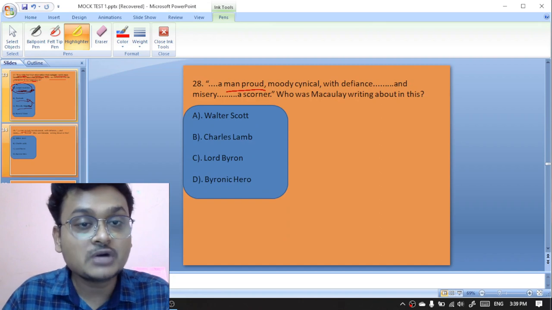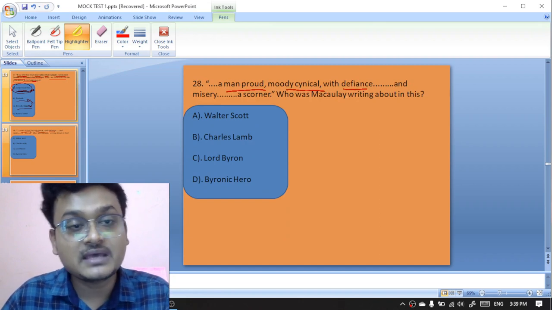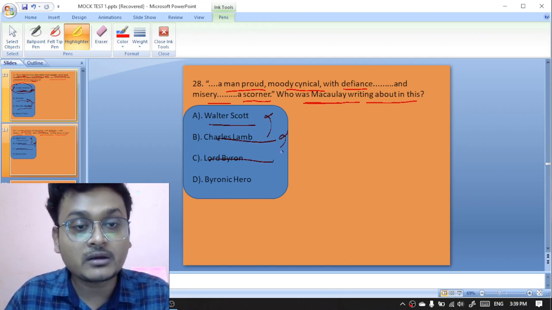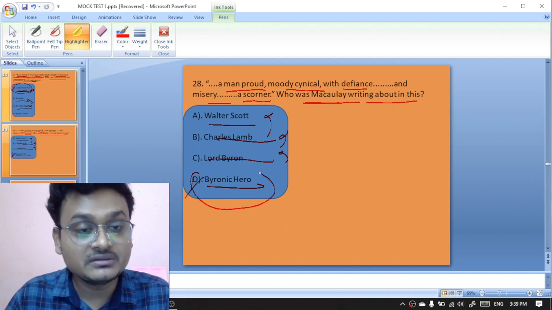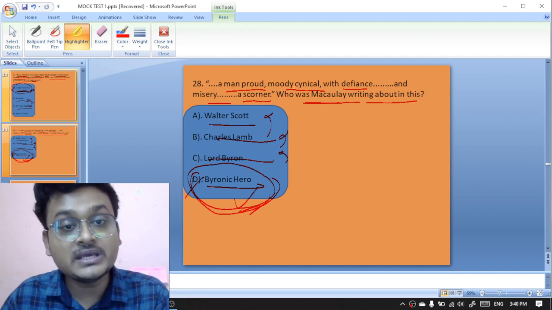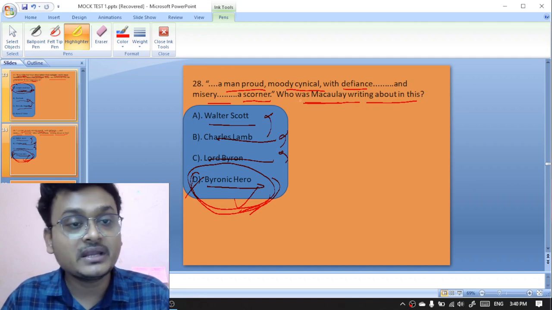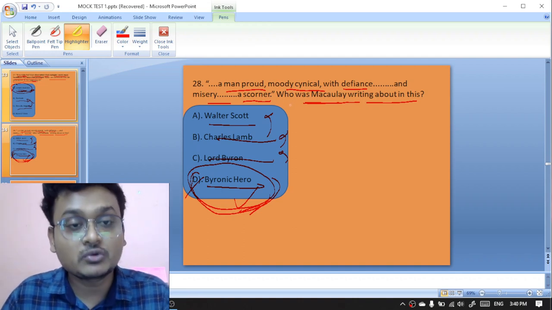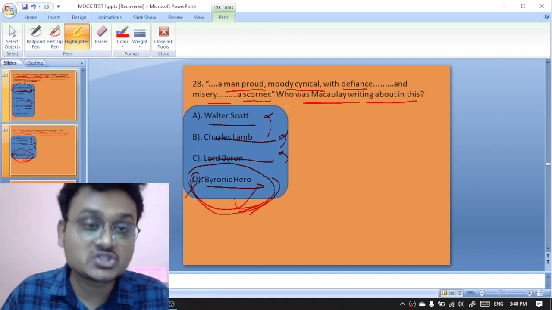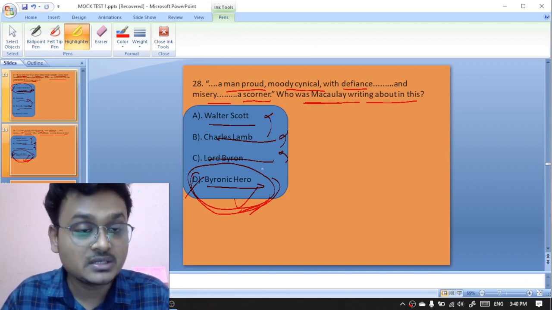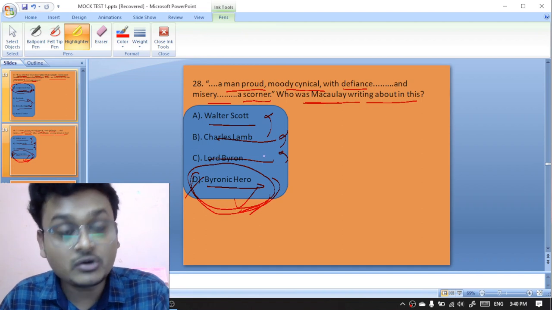A man proud, moody, cynical, with defiance and misery, a scorner. Who was Macaulay writing about? Walter Scott, no. Charles Lamb, no. Lord Byron, yes. These are the characteristics of a Byronic hero: a man who is proud, moody, cynical, with defiance and misery, which can be found through the course of the work. And he is a scorner. So this is the Byronic hero, and Macaulay has written about him.